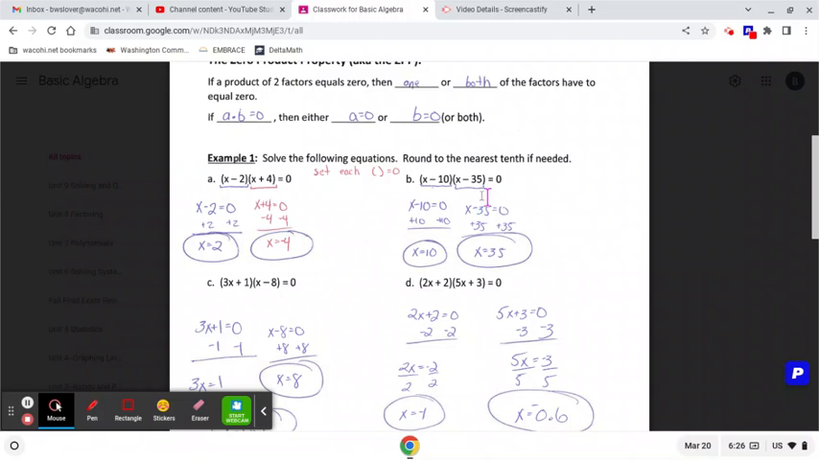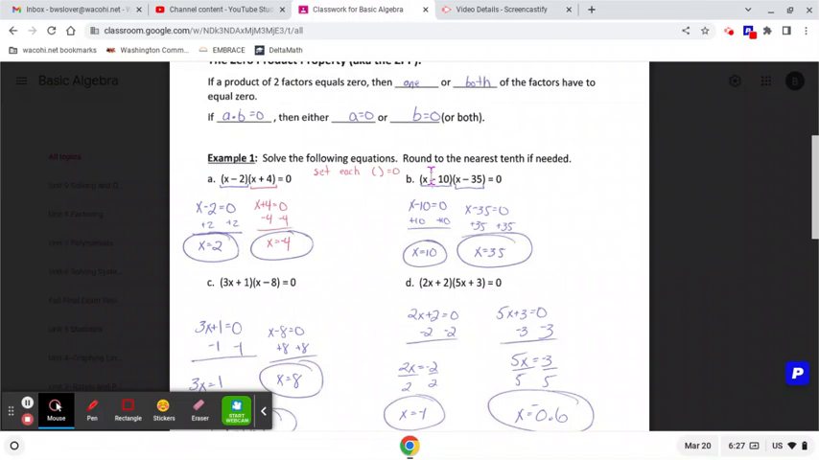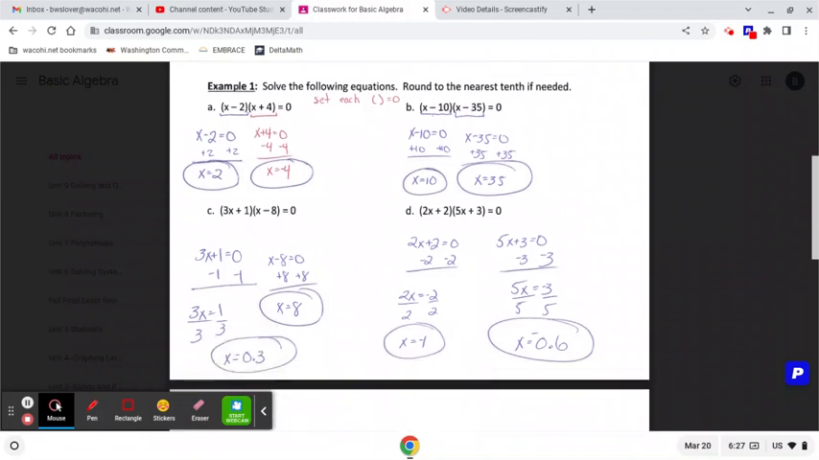So letter B, I do the same thing. I see a set of parentheses, set it equal to 0, and I solve. I see a set of parentheses, I set it equal to 0, and I solve. So if I plug in x is 10, 10 minus 10 is 0. 0 times whatever this number is, doesn't matter, it's still going to give me 0. Same thing with the 35. If I plug in 35, 35 minus 10 is 25. And then 35 minus 35 is 0. 25 times 0 is 0. So I did what I needed to do.